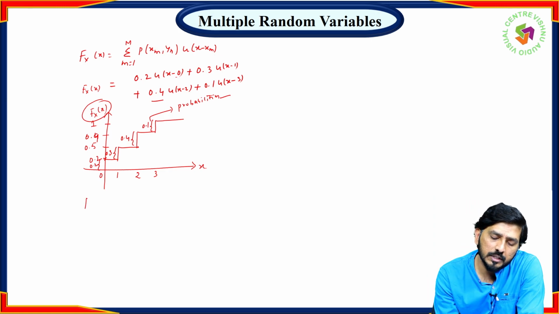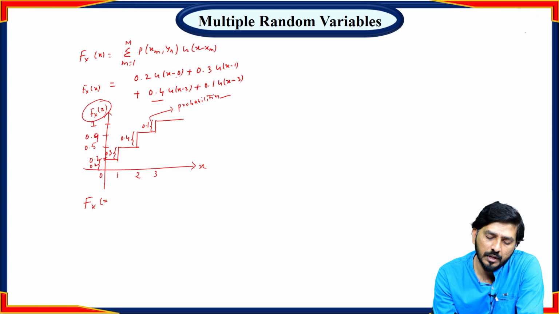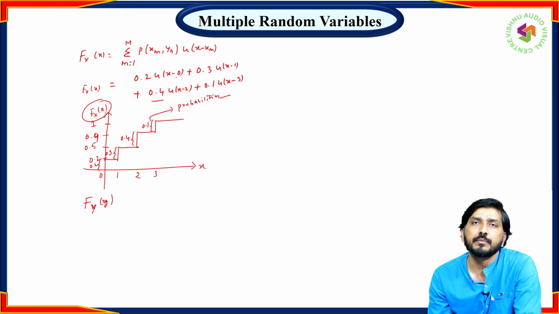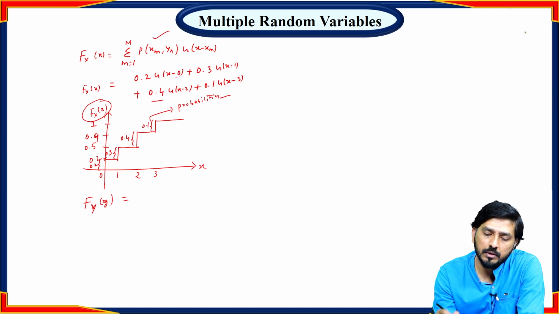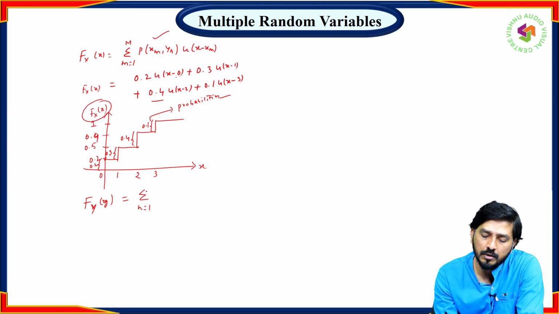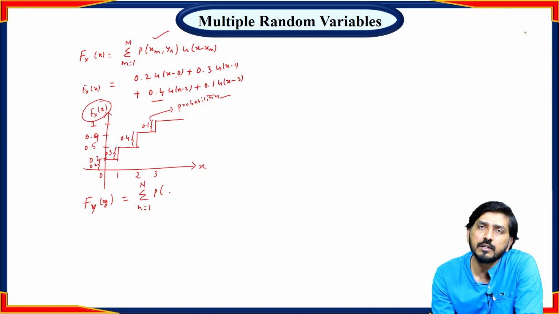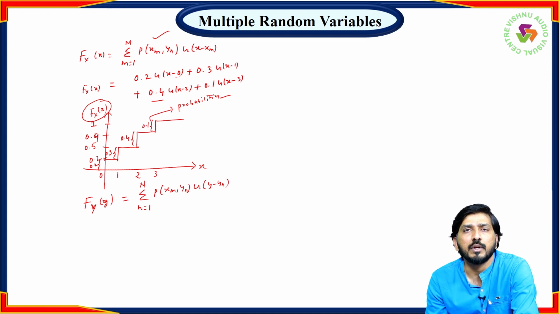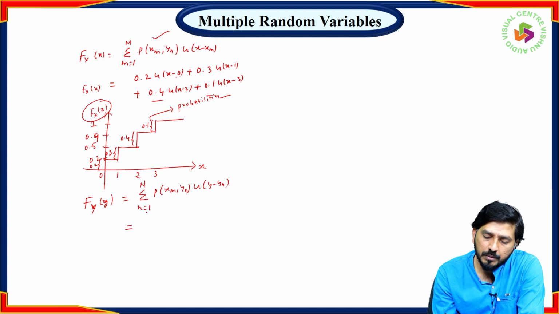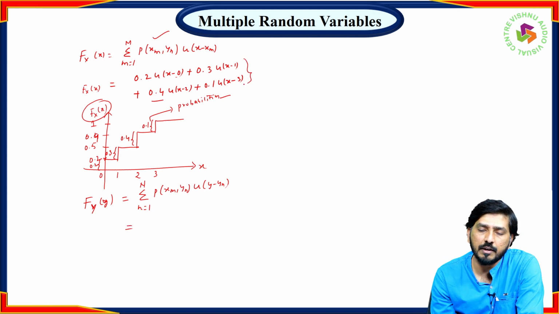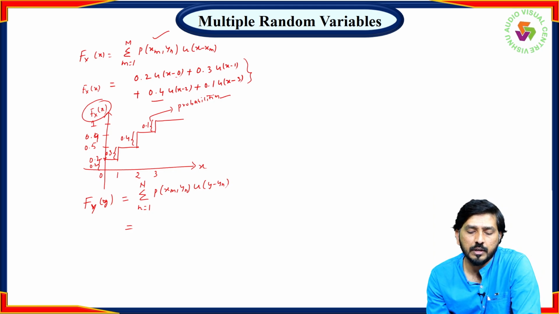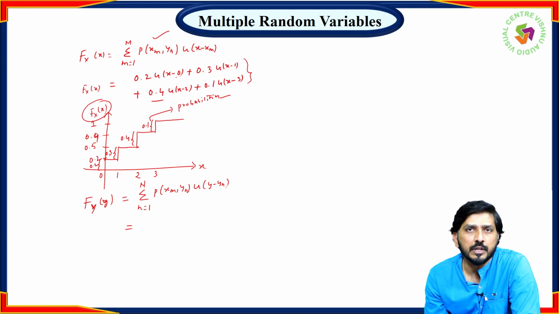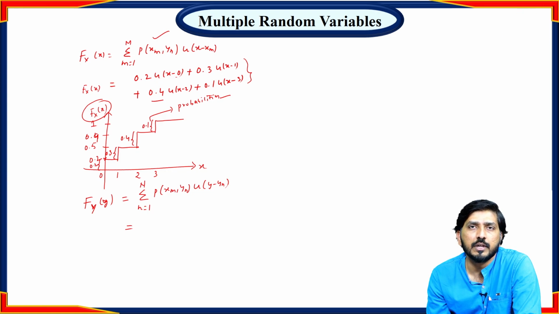Now we will move on to the second marginal distribution function, Fy of y. We will write according to this: the summation over n equal to 1 to capital N, the joint probability will be the same. There will not be any change in the joint probability, but you will have only one step function, u of y minus yn. Now, similar to what we did in the single random variable case, we will continue the same procedure in obtaining the marginal distribution for the other random variable, that is y.